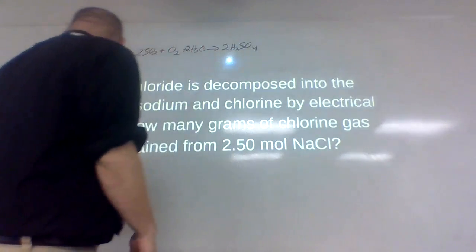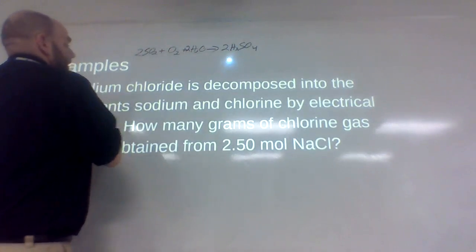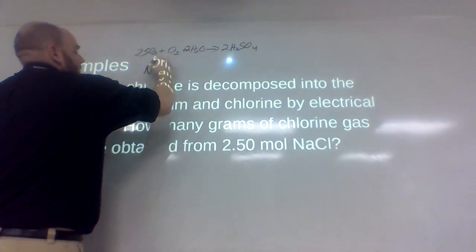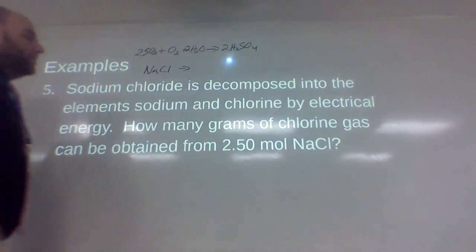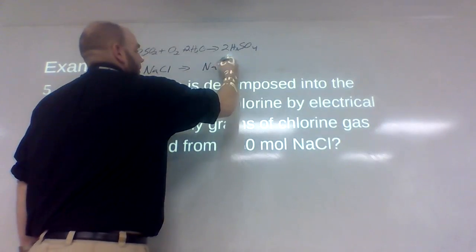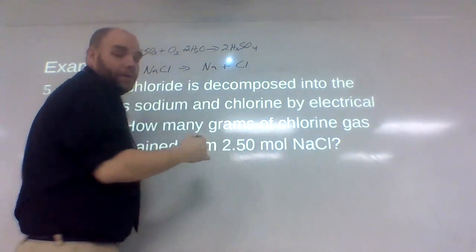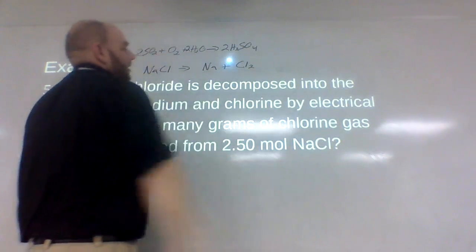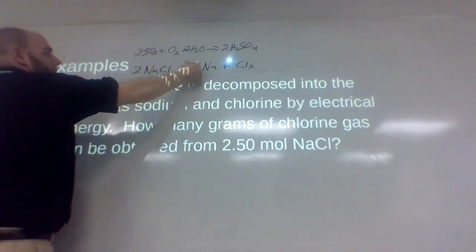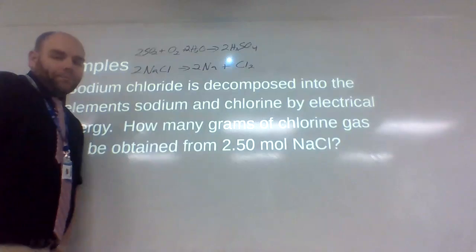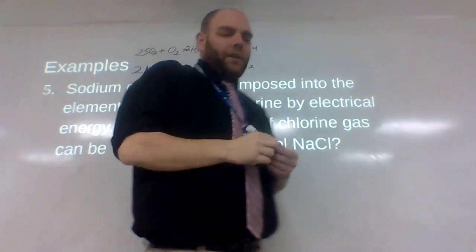Sodium chloride, we know that. That's an easy one. That's just NaCl. If it is decomposed, we're going to have the arrow into the element sodium. Sodium we know is Na. Chlorine we know. Can it come by itself? Nope. So we got Cl2 there. Balance it. I think we need a 2 there. And I think we're going to be good. All right, so that's our balanced chemical equation.